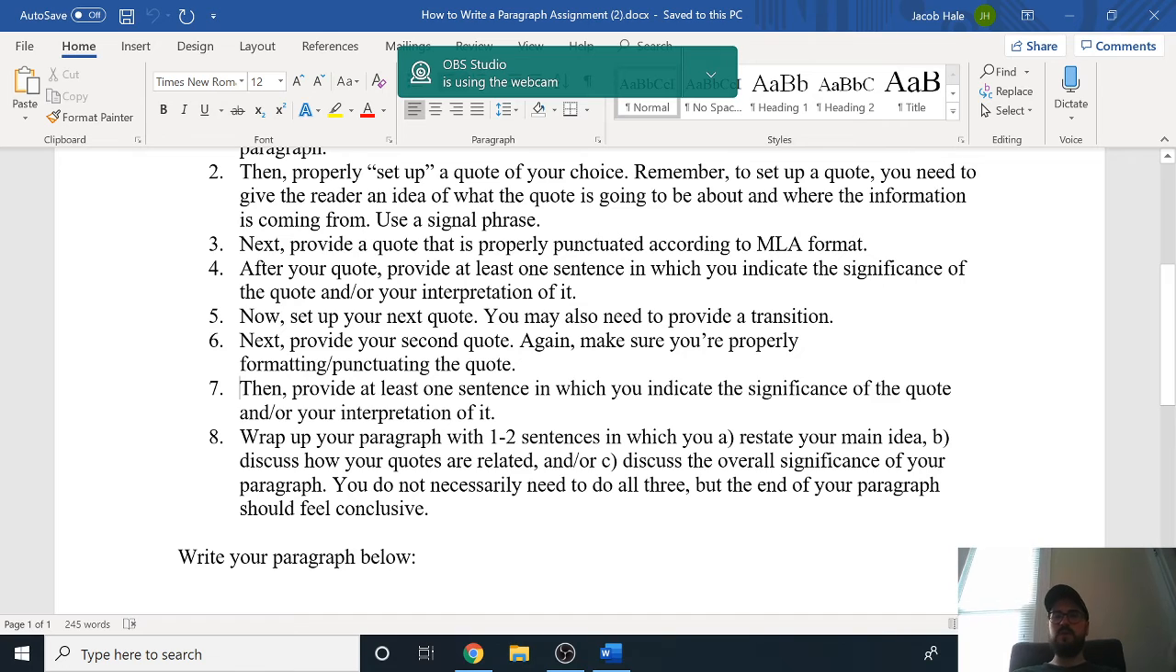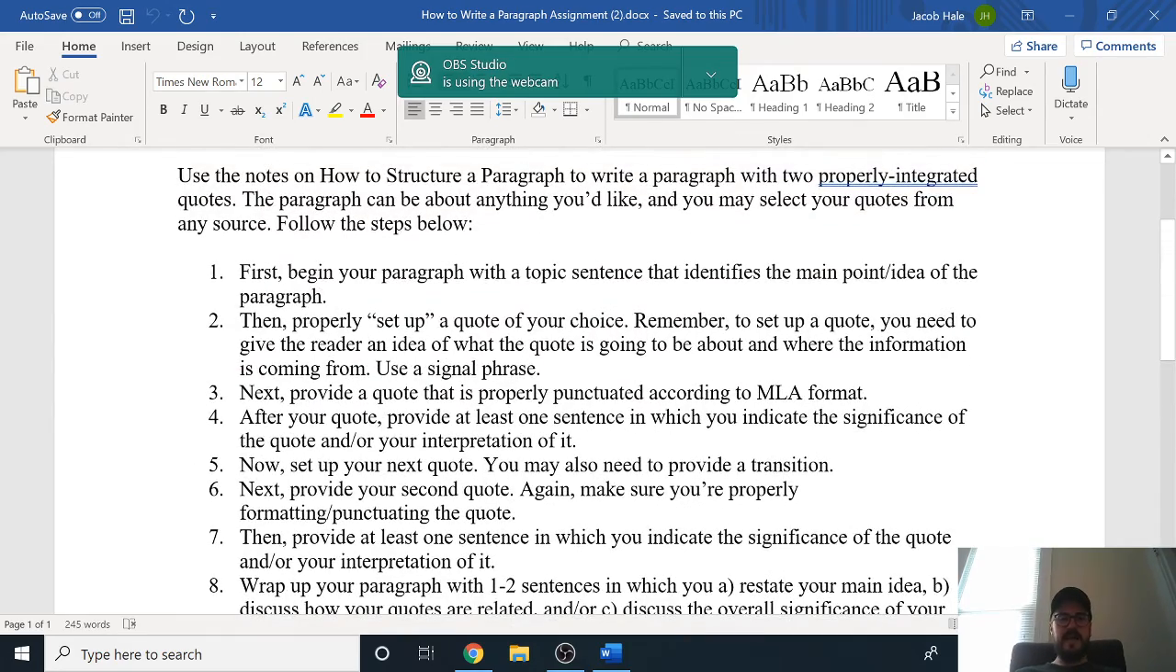or, so you don't have to do all 3 of these things. These are kind of options. You can discuss the overall significance of your paragraph. So this kind of lines up with that idea of linking back to your thesis. And you'll see here, like I just said, you don't necessarily need to do all 3.